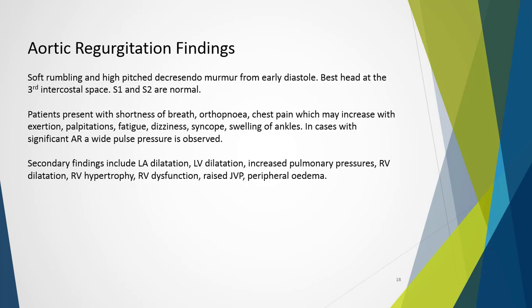Aortic regurgitation and its findings. Basically, it sounds like a soft rumbling, high-pitched decrescendo murmur starting from early diastole. It's best heard at the third intercostal space, and usually S1 and S2 are normal. An Austin Flint may be heard if the jet is significant, more so if it's posteriorly directed onto the anterior leaflet of the mitral valve. This creates a low-pitched rumbling mid-diastolic murmur.